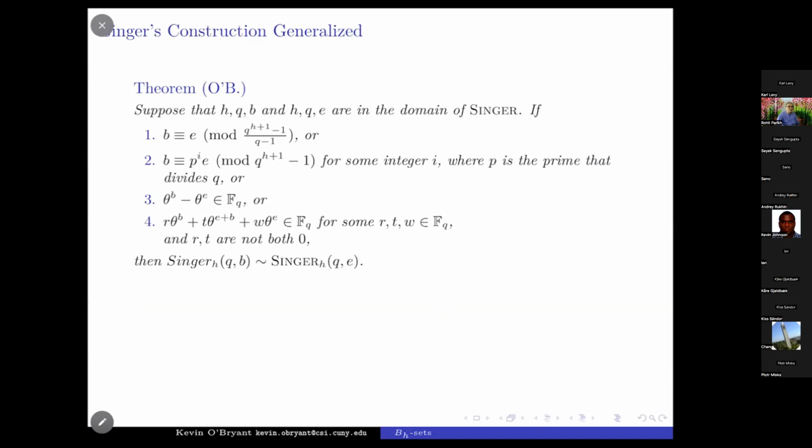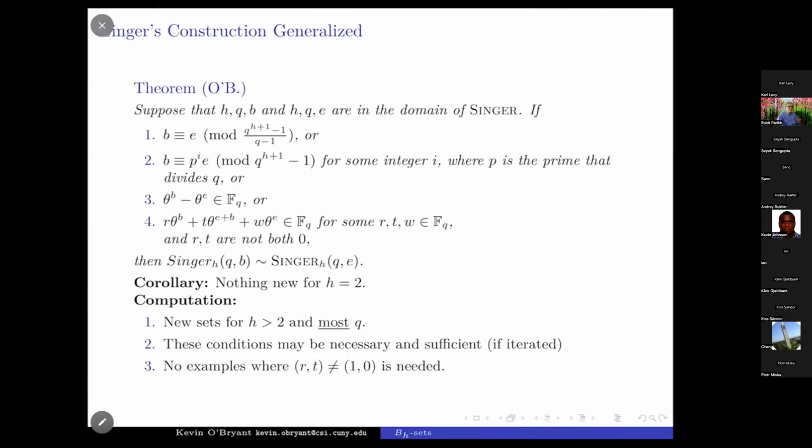And finally, this condition 4 is kind of an annoying beast that I wrestled with some, but I couldn't simplify, unfortunately. So as a corollary, when H equals 2, every B and E are equivalent. So for H equals 2, the Sidon sets, Golomb rulers, this idea of separating the theta and the theta hat doesn't actually help at all. But for H at least 3, it usually does.